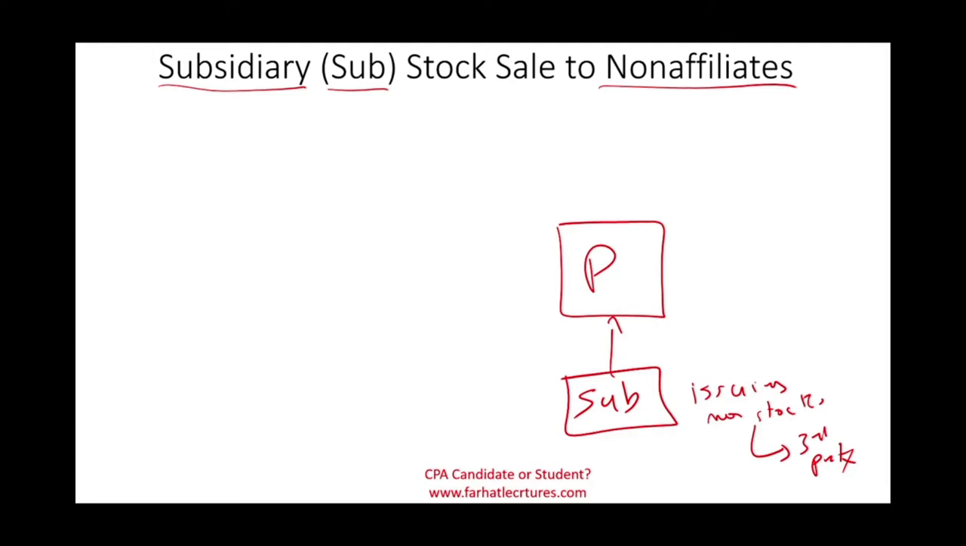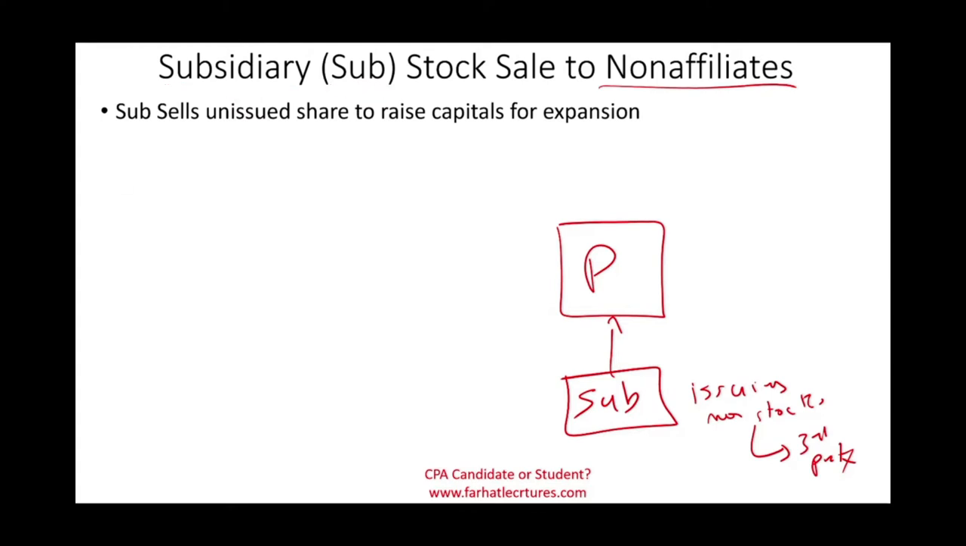Now, why would the sub do so? Why would the sub issue new shares? Well, they want to raise capital for expansion. The sub wants to expand into new territory, into a new product. Well, that's what would happen. You will need to sell stocks. Or sometimes you are operating in a foreign country where local ownership is mandatory. Well, what you have to do is issue additional shares. It doesn't matter. The point is you are issuing more shares.